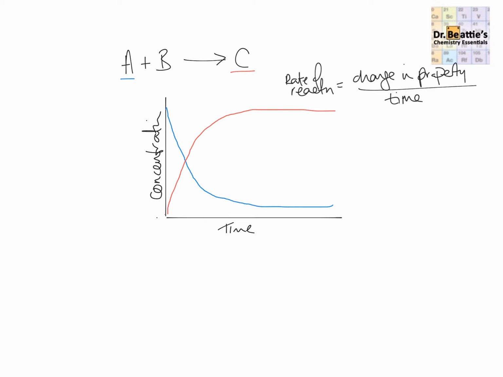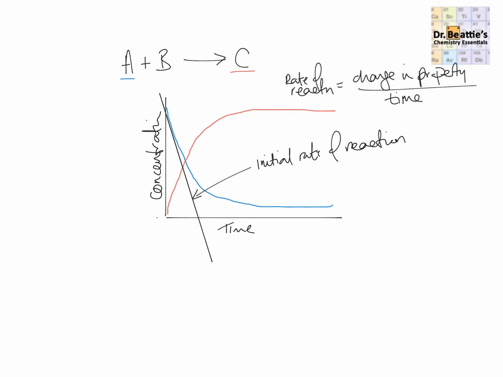And we can come up with an initial rate of reaction. So this is the rate where time is roughly 0. So it's just started the reaction. So you can draw a tangent line at roughly this area. And this will give you your gradient for the initial rate of reaction.